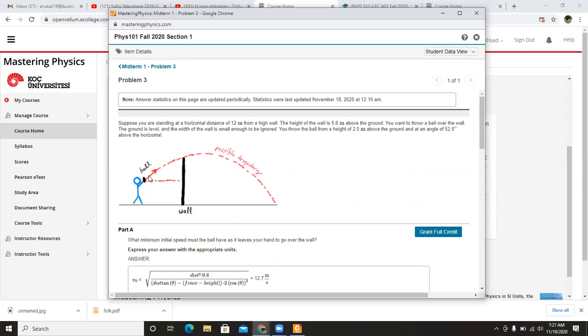What is the minimum? If you have higher speed, it will go like this and maybe hit the wall. If it's slower, it will go like this, then return back. So what should be the minimum speed to have this scenario here?